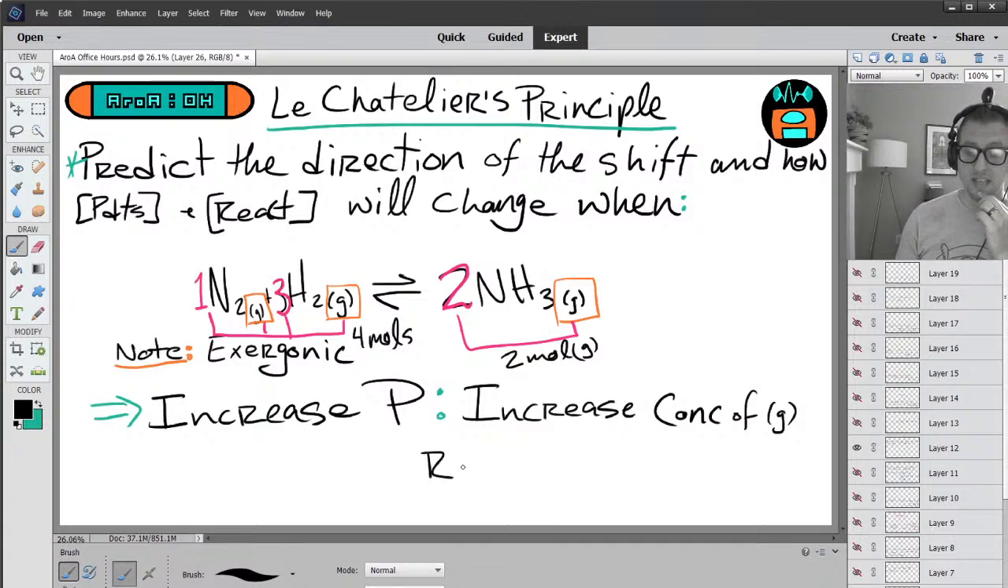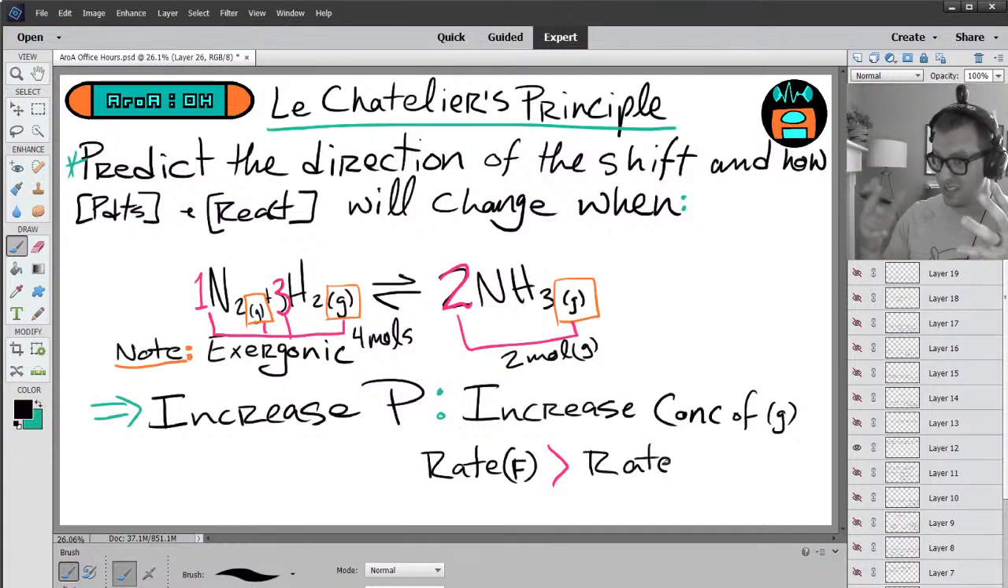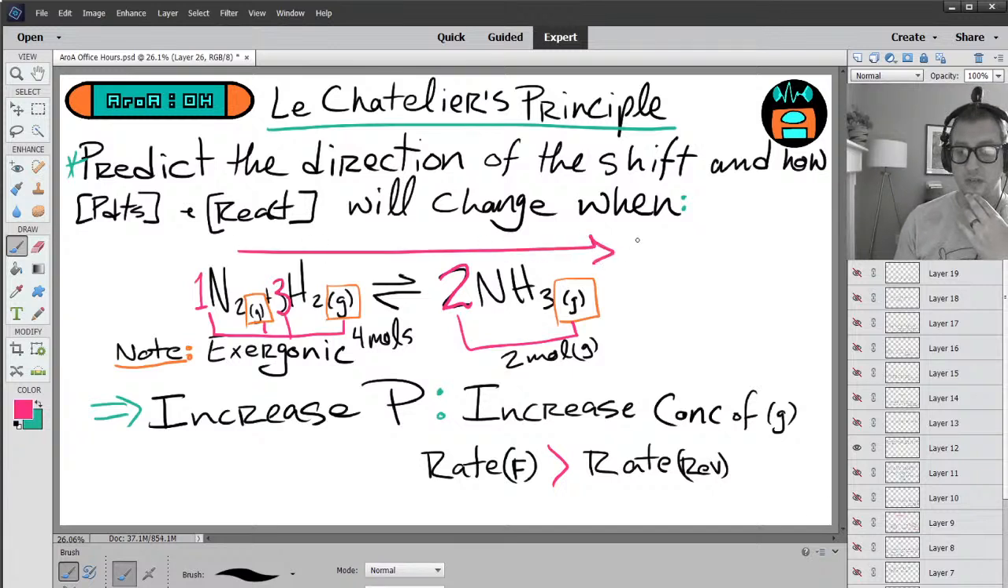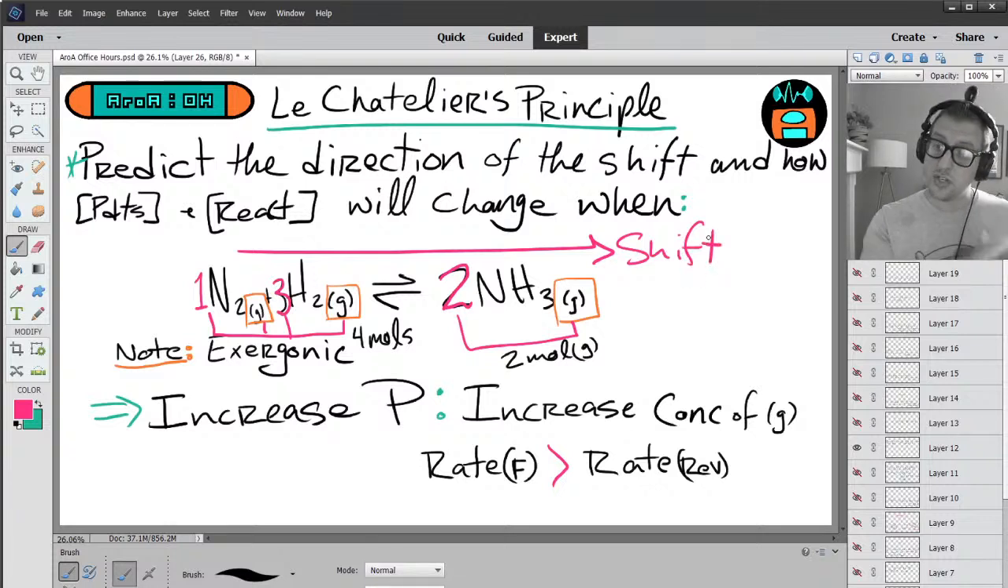That means that the rate of the forward reaction is going to increase more than the rate of the reverse does, because there's more gas. It's more heavily influenced by this change. And if the rate of the forward is greater, then we're going to experience a shift to the right, which means a decrease in the concentration of our reactants and an increase in the concentration of our products. All right?